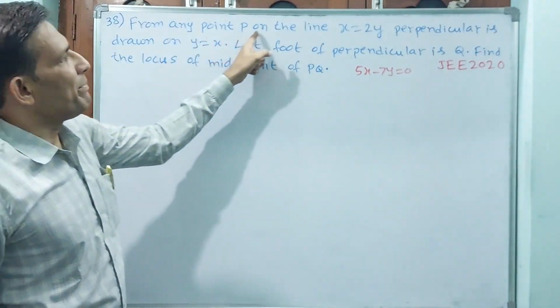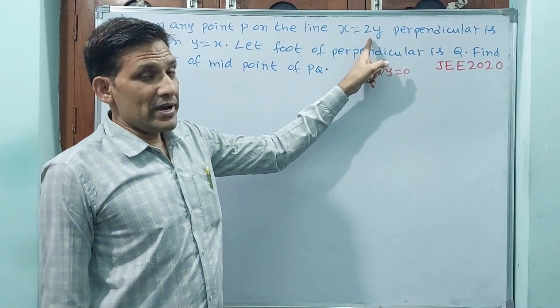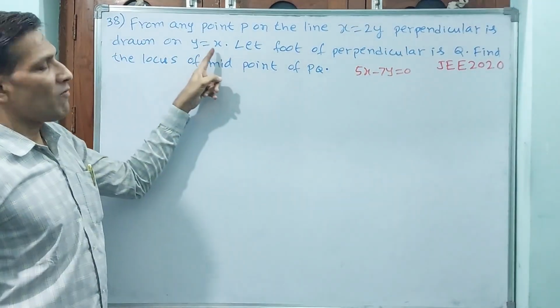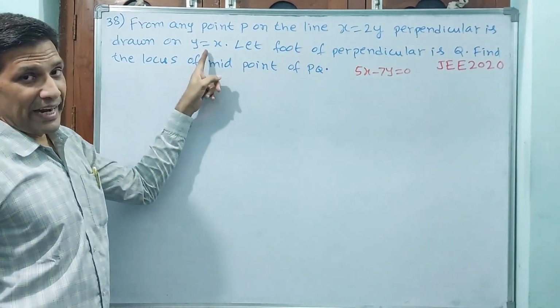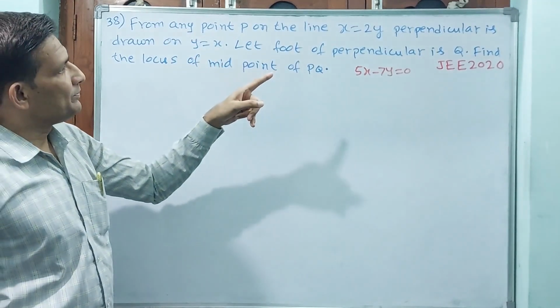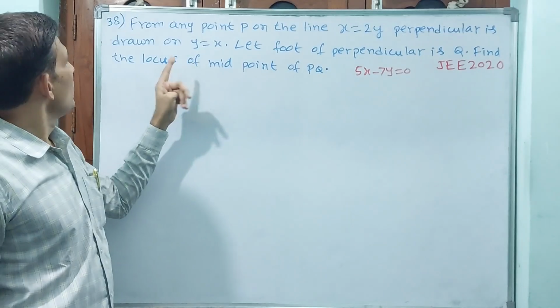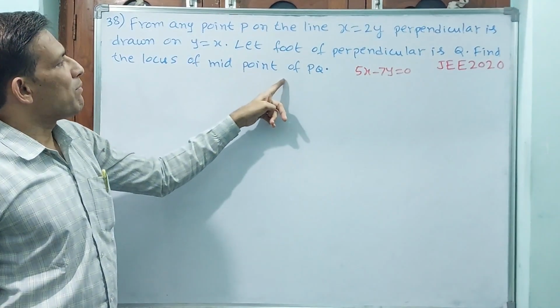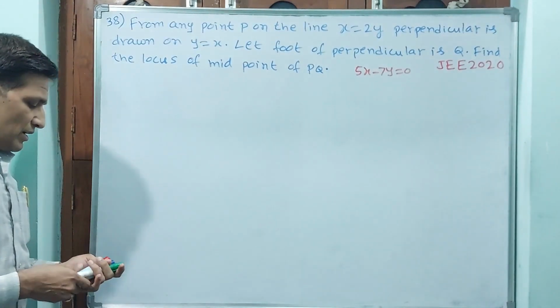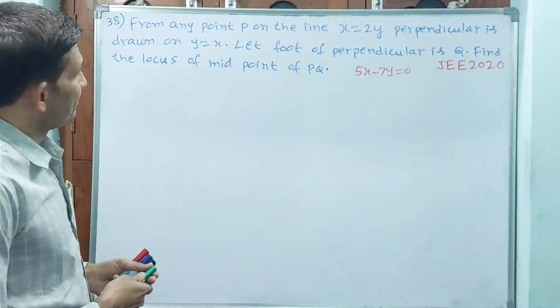From any point P on the line x is equal to 2y, this line they have given, a perpendicular is drawn on y is equal to x. This is also the second line. That foot of perpendicular is Q. Find the locus of the midpoint of PQ. Okay? See, here you have to see.